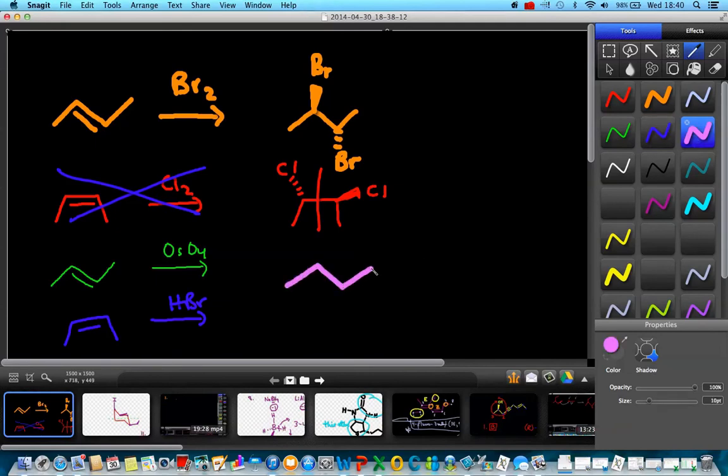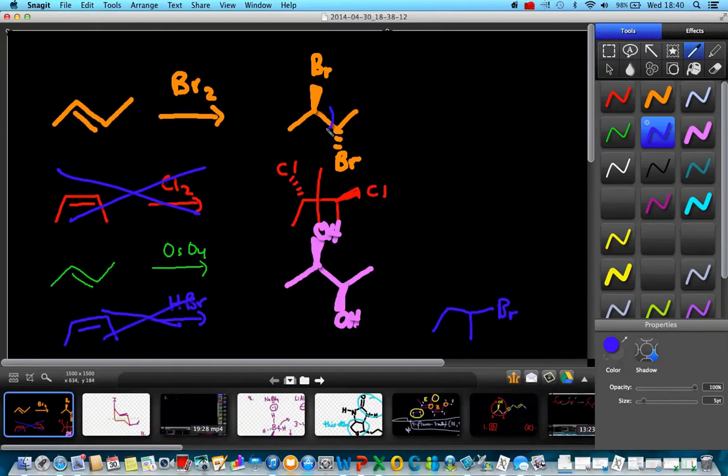OsO4 gives you syn hydroxylation. That doesn't look to be one either. Of course, HBr isn't going to be one because there's no way this is symmetrical. So really, we are left with the possibility of A or the possibility of C.